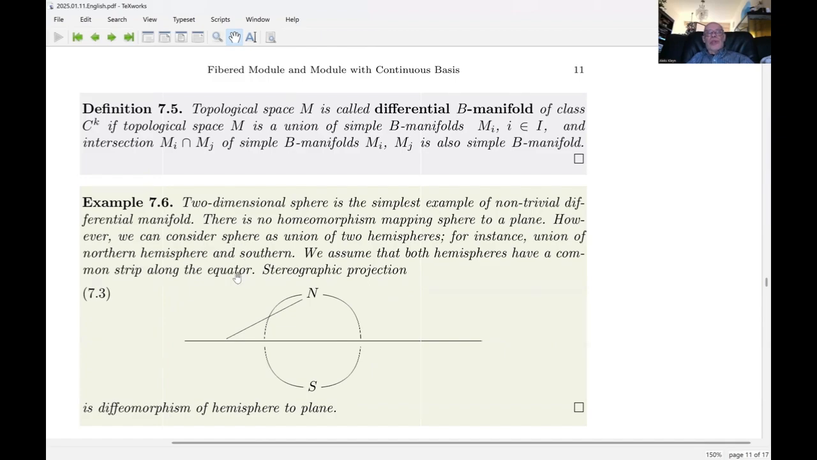The two-dimensional sphere is the simplest example of a non-trivial differential manifold. There is no homeomorphism mapping the sphere to the plane. However, we can consider the sphere as a union of two hemispheres, for instance, the union of the northern and southern hemispheres. We assume that both hemispheres have a common strip along the equator. Stereographic projection 7.3 is a homeomorphism of a hemisphere to the plane.